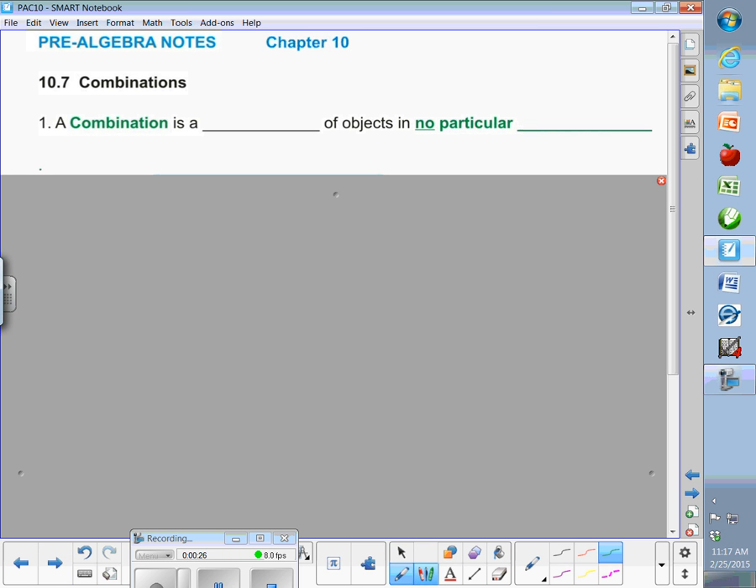Combinations are also groups. A combination is a group of objects, but the difference here is in no particular order. In other words, the order doesn't matter, just the objects in the group. If two groups have the exact same objects, it's the same group. All right? In a permutation, the order mattered.